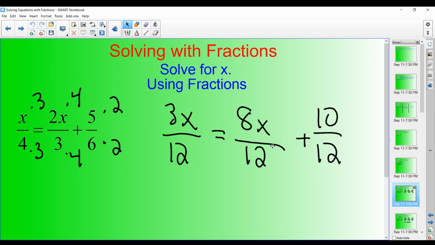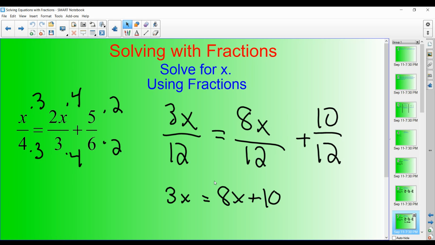Now the nice thing about having common denominators is I can add the numerators, so I can add 8x and 10. And if the denominators are all the same, I don't need to worry about them anymore. So I can rewrite this equation without the denominators: 3x equals 8x plus 10.